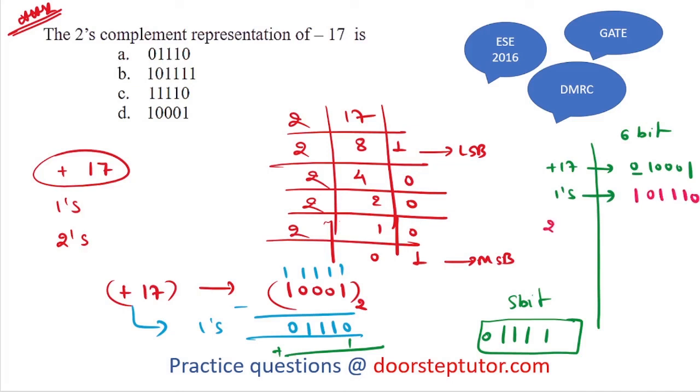Now we have to find the 2's complement. So simply add 1 to the LSB. This will become 1, 0, 1, 1, 1, 1. So the 2's complement that we have obtained is 1, 0, 1, 1, 1, 1. If you look at option B, that matches the answer. So basically it was asking for the 2's complement representation in the 6-bit format. Initially we found it by writing the magnitude directly, which was in 5 bits. So that is why the answer was not incorrect, but it was not according to the question.